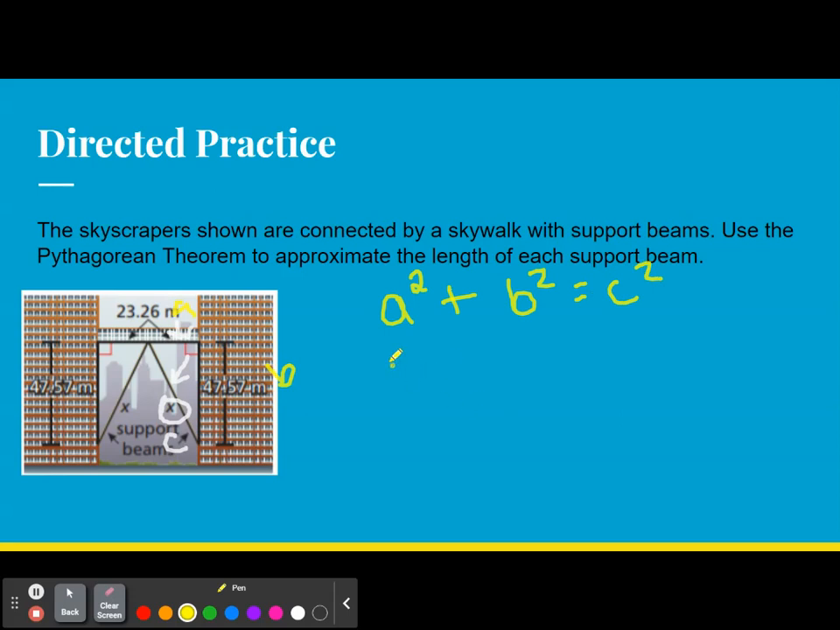A is 23.26. What's the square on this? X squared. Alright, thank you. Plus 47.57 squared equals X squared.